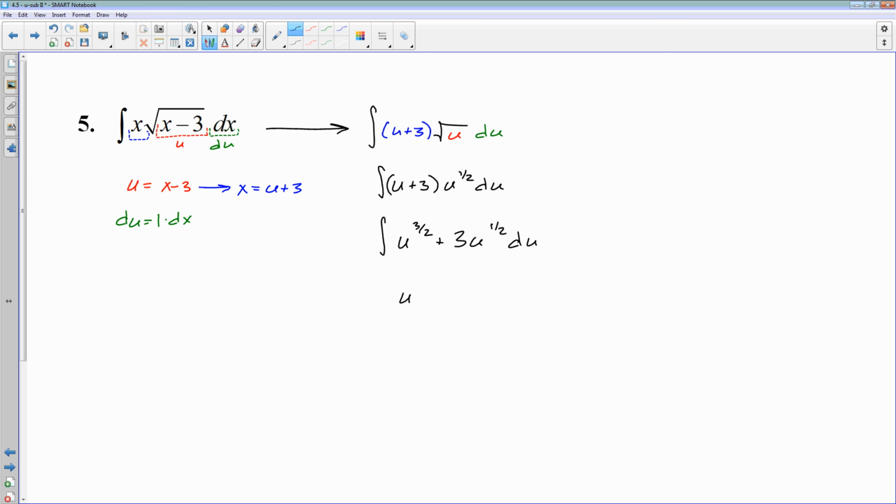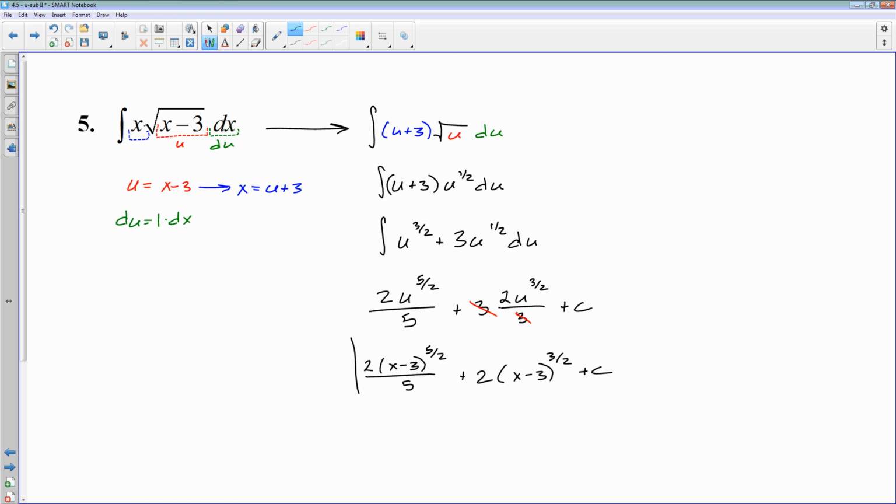And then we'll do the power rule. 3/2 plus 1 is 5/2. You divide by 5/2. It's the same as multiplying by 2/5, plus 3 times, add 1 to that one, u to the 3/2 divided by 3/2, which is times 2/3, plus c. And I'm going to go crazy here. This is unlike me, but 3 times 2/3, those 3's cancel. And at the same time, I'm going to plug my x minus 3 back in for u, and then we'll have 2 times x minus 3 to the 3/2. Okay, so there's our final answer for this one.